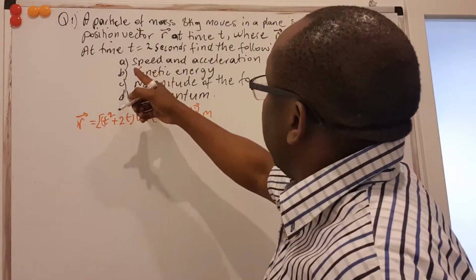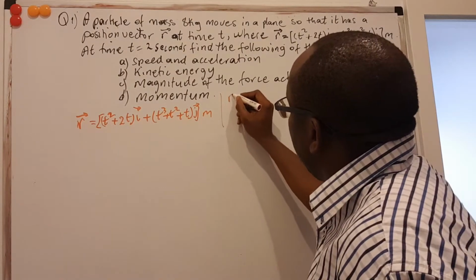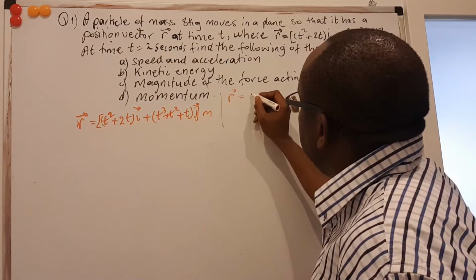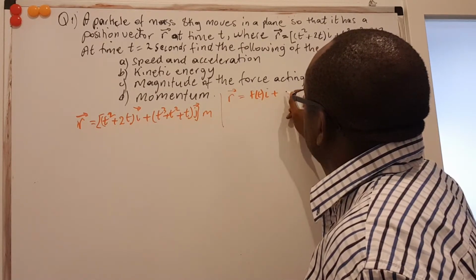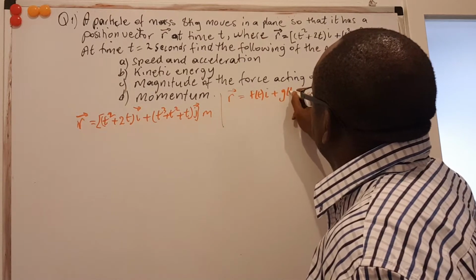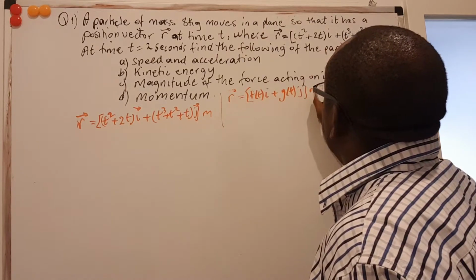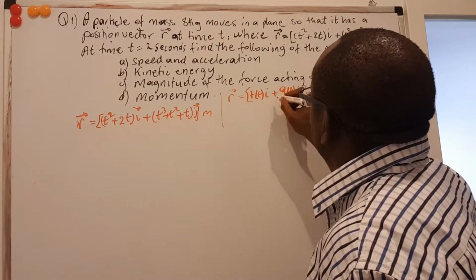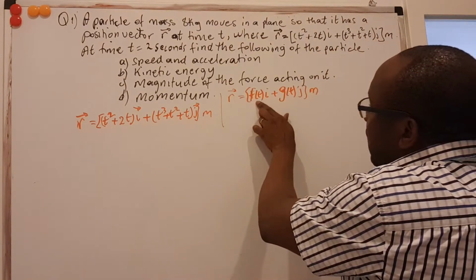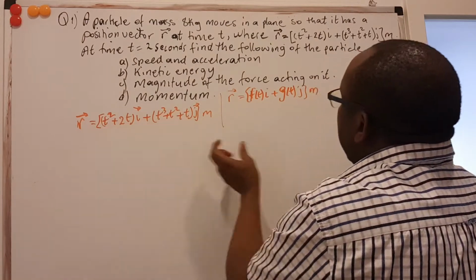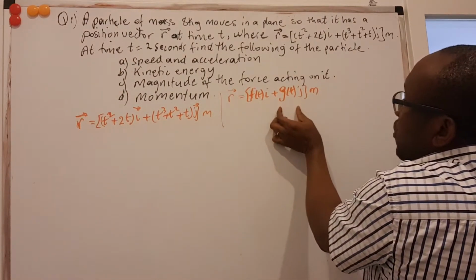So what we have to do here is, I will just remind you about a few things. Normally, in general, we have r given by, say, f of t i plus g of t j meters. The idea is that this function of t, with another function, they must not be the same, so I choose another letter for that.